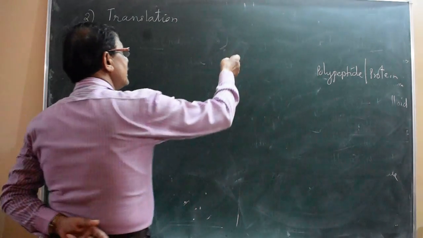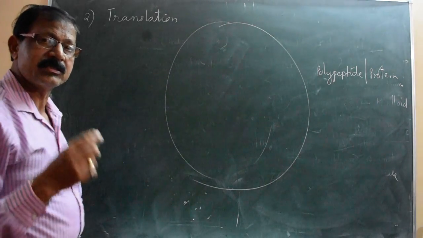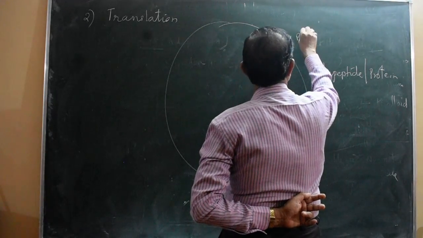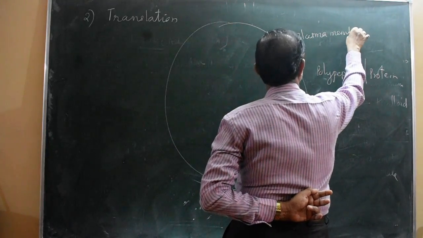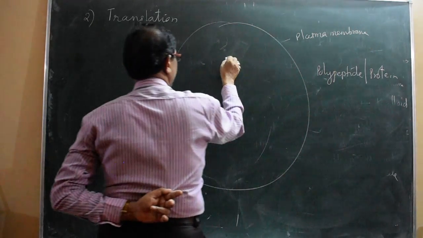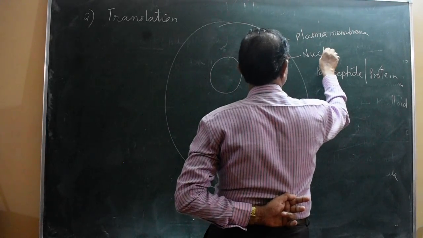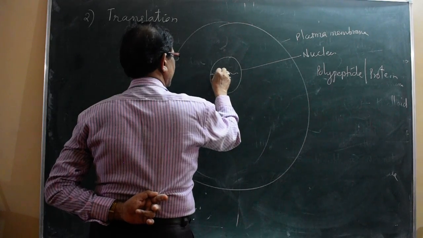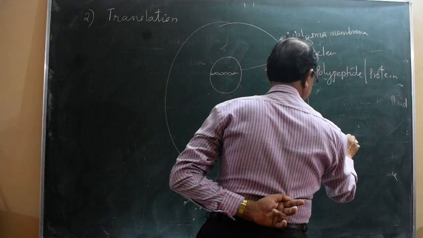And you see here the process of transcription. Just imagine this is one cell, and this is a plasma membrane, or it is also called a cell membrane. Here is a nucleus, and in the nucleus there is DNA, and this is cytoplasm.